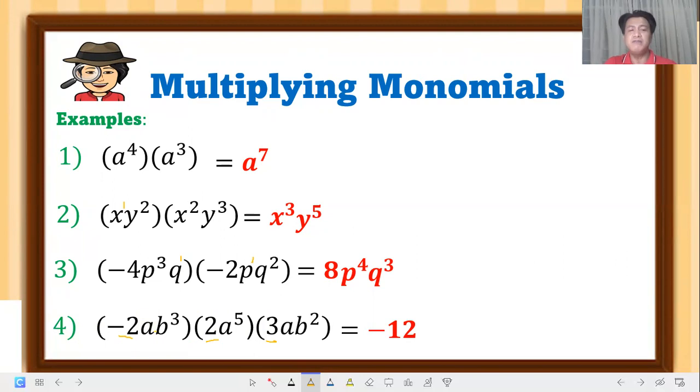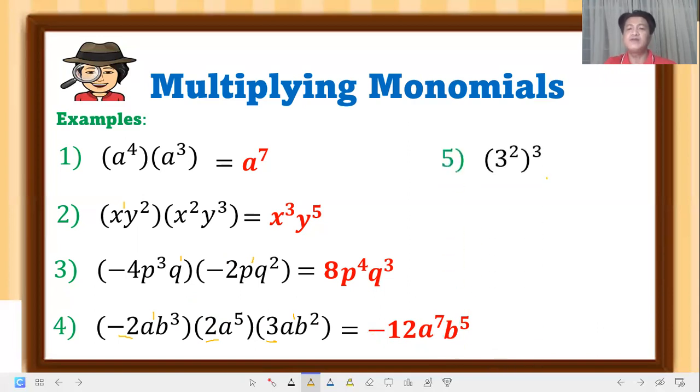And copy the base, di ba? Yung base natin dyan is a, tapos add natin yung exponent ni a, kaya 1 plus 5 plus another 1, and that will become 7. Kaya a raised to 7. Paano naman si B? Okay, B raised to 5 siya. Saan ang galing yung 5? Okay, 3 plus 2, kaya 5 siya. Kaya meaning to say, the product of these monomials is negative 12a raised to 7b to the 5th power.